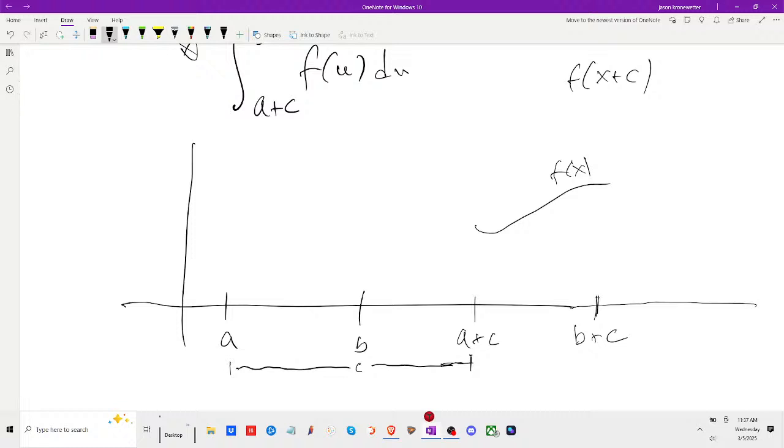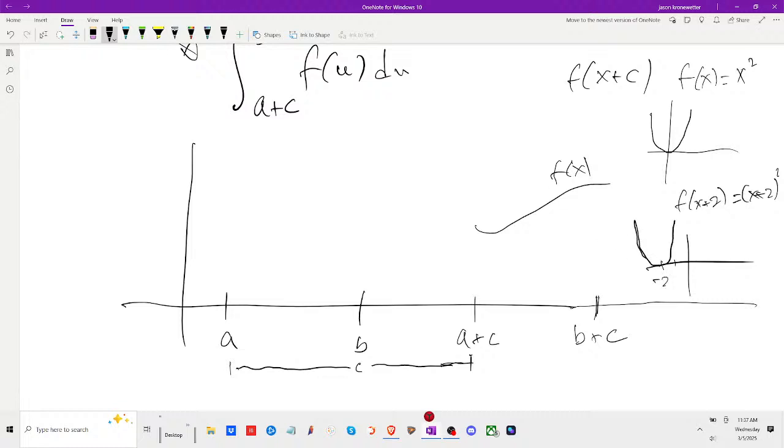If you just take a simple case where you have, say, f of x equals, doesn't matter, just do x squared. Okay, so f of x equals x squared is this, and then if I do f of x plus 2, that's x plus 2 squared, and that will have its vertex over at negative 2. So you see how I moved it over to the left.